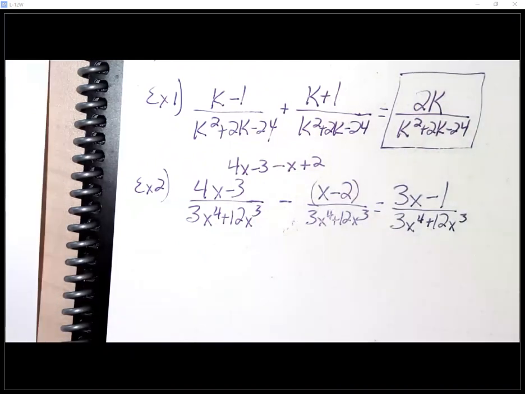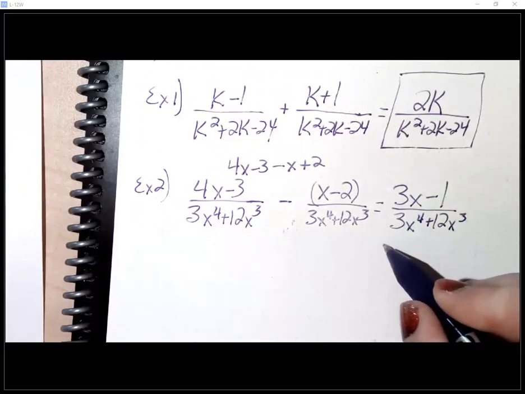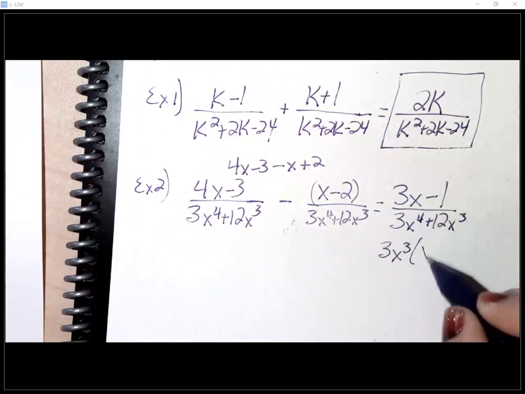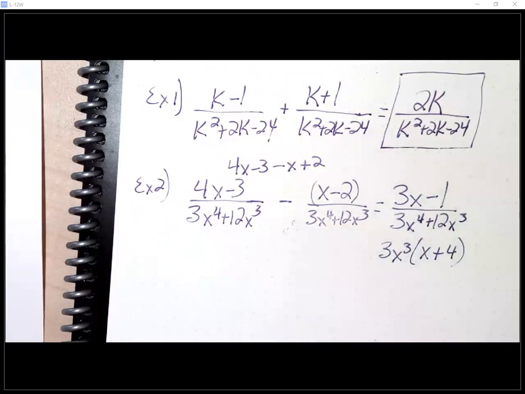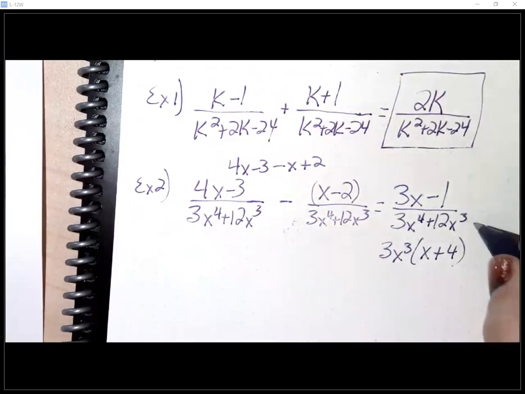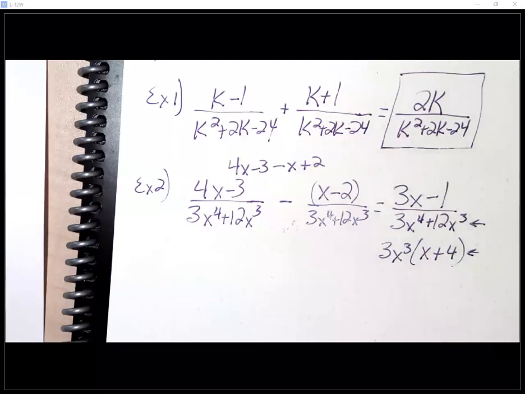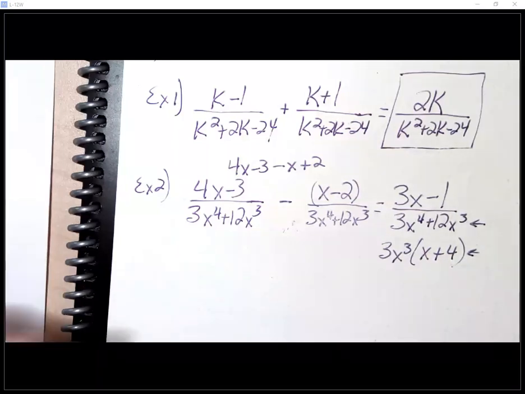Can this one cancel? Well, if you're not sure, I can factor the denominator. In the denominator, I can take out a 3x to the 3rd, and that would leave me with x plus 4. So could I cancel anything with 3x minus 1 and this? Does anything cancel with that and that? No. So it doesn't matter if you leave your answer like this, or if you had already factored it and left your answer like that. They're the same thing. But I don't have to do it because in this case, nothing cancels. But if something does cancel, you do have to do it.